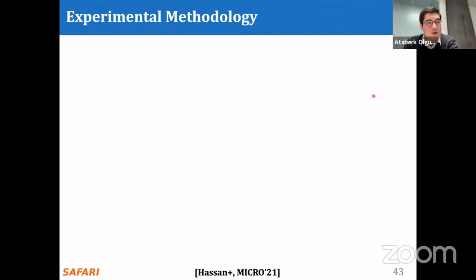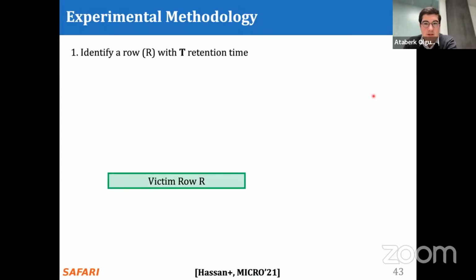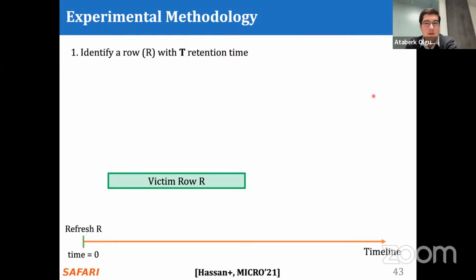So this is the methodology that we use. We first find a DRAM row, let's say row R, with a retention time of T. This means that the row will exhibit retention failures if we do not refresh it for T units of time. And on the bottom, we have a timeline of actions taken by us, the tester, and actions taken by the currently hypothetical hidden on-DRAM-die RowHammer mitigation mechanism.